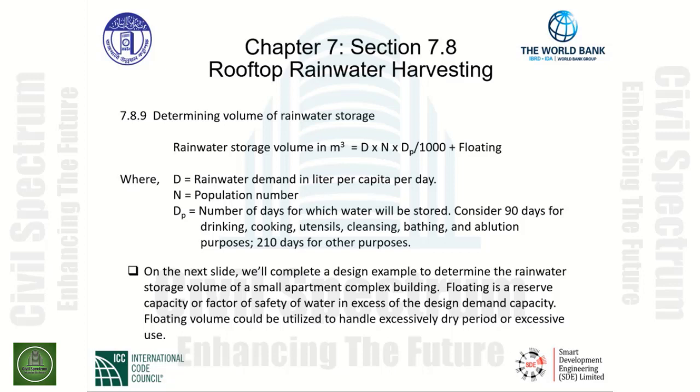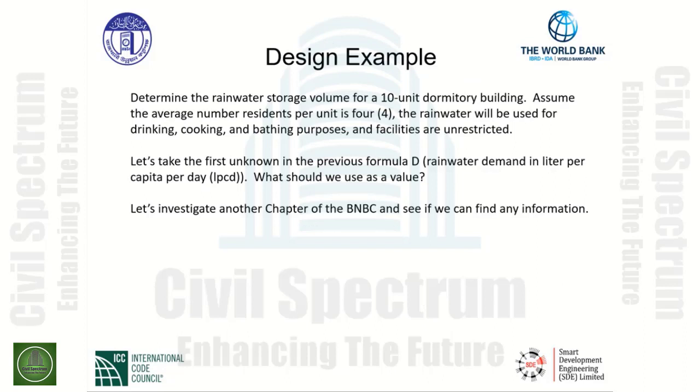Floating volume could be utilized to handle excessively dry period or excessive use. A design example: determine the rainwater storage volume for a 10-unit dormitory building. Assume the average number of residents per unit is 4. The rainwater will be used for drinking, cooking, and bathing purposes, and facilities are unrestricted.